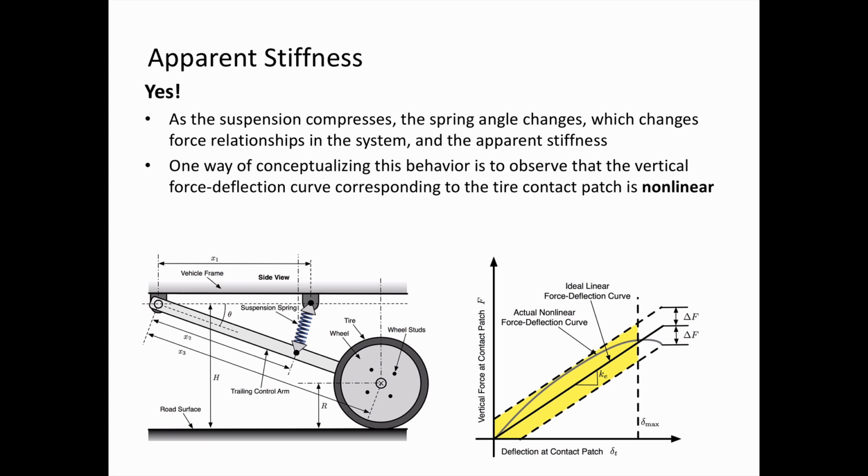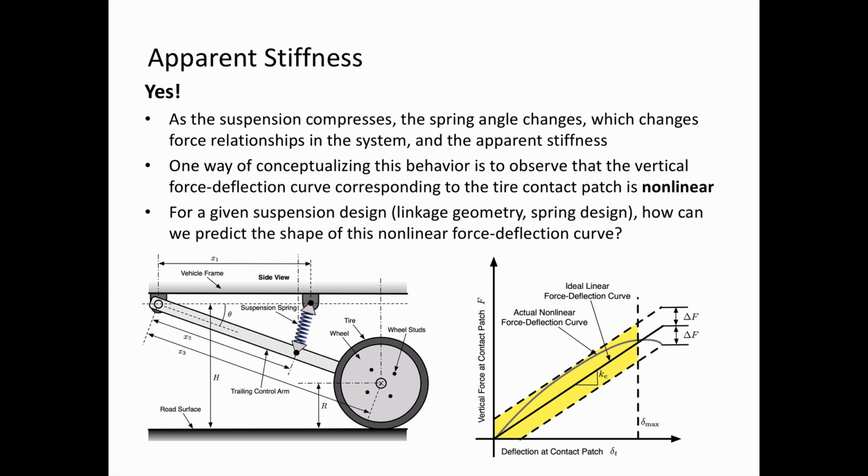One way of conceptualizing this change in stiffness is to look at the force deflection curve of a system like this and observe that this curve is nonlinear. You are accustomed to seeing linear spring force deflection curves where there's a line instead of a nonlinear curve, and the line has a constant slope. But in a more complicated system that has some way of exhibiting nonlinearity, we will have a curve instead.